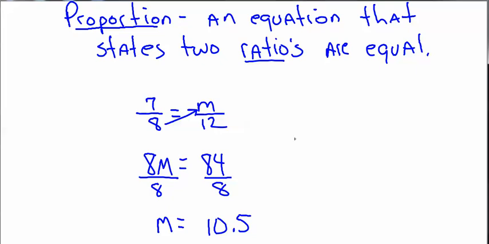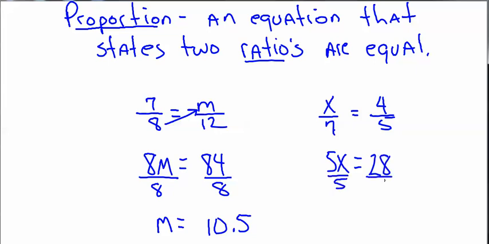So if you had x over 7 equals 4 over 5, crisscross multiply. 5 times x is 5x. 7 times 4 is 28. Divide by 5, and x equals 5.6.